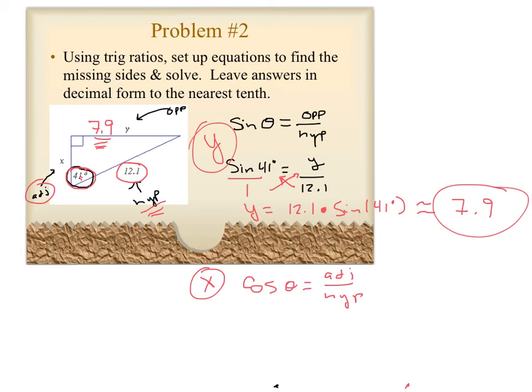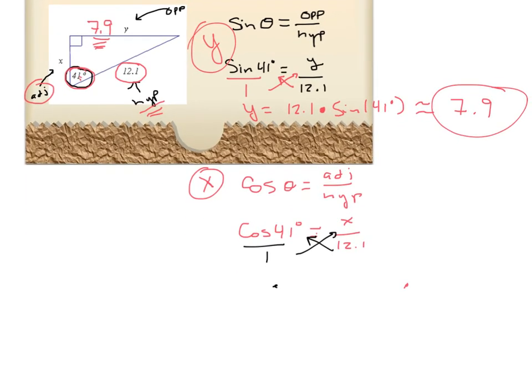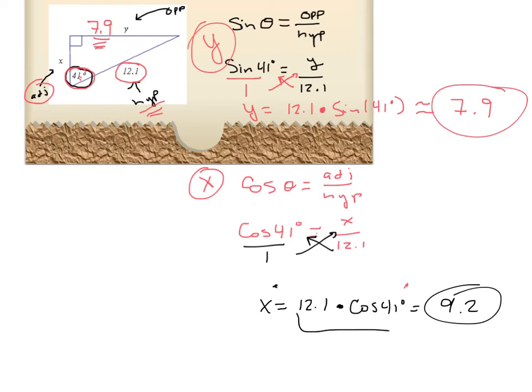So let's plug in the information. I know the angle is 41 degrees. I know the adjacent side is my variable, which is x. 12.1 is the hypotenuse. And this is over 1, so I'm going to go ahead and cross multiply, and I will get x is equal to 12.1 times cosine of 41 degrees, and that's going to give me approximately 9.2. Okay, and that's how I'm going to set up, and you're going to use your calculator for that.